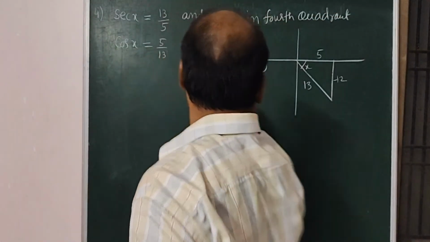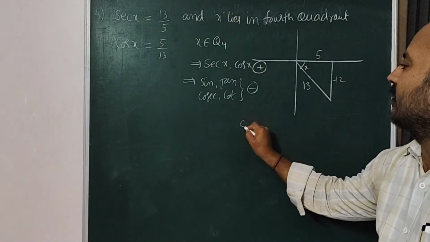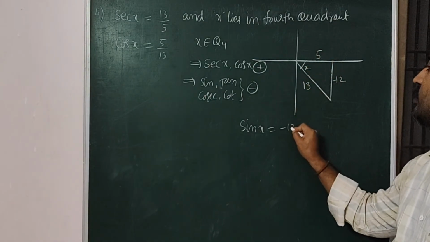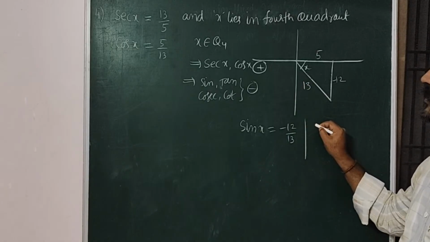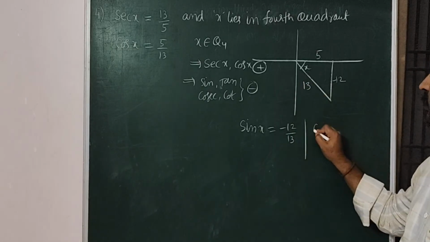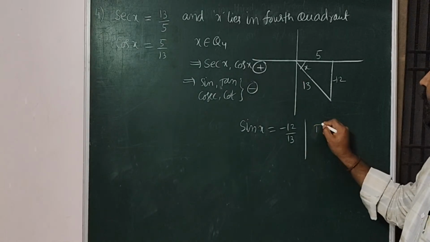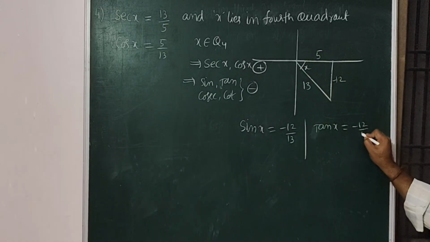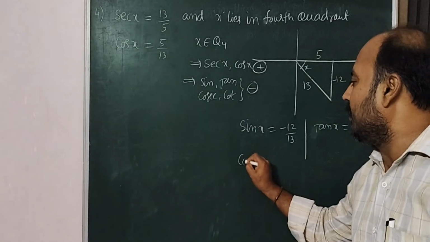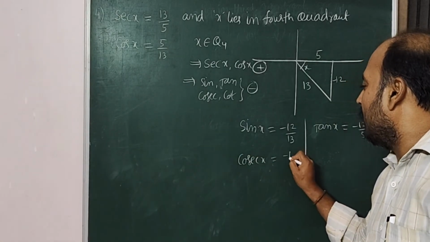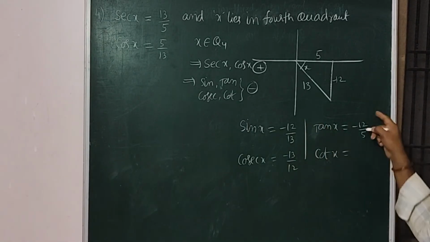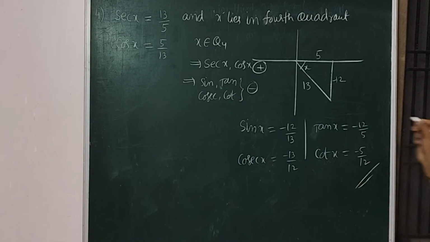So sin x and cos x are over now from this. Sin x equal to, from this figure, opposite by hypotenuse, minus 12 by 13. Next, cos is already over. Next, tan x, opposite by adjacent side, minus 12 by 5. Next, cosecant is the reciprocal of sin only, no? So minus 13 by 12, the reciprocal of this value. Next, cot x, the reciprocal of tan x, minus 5 by 12. So we got the answer, dear students.